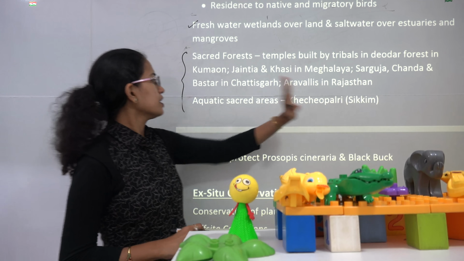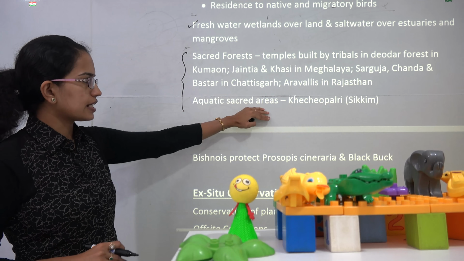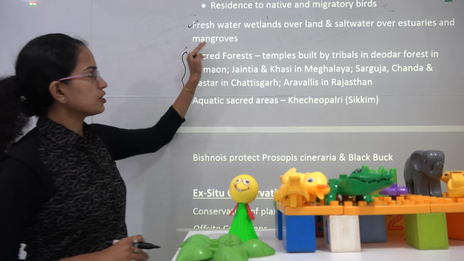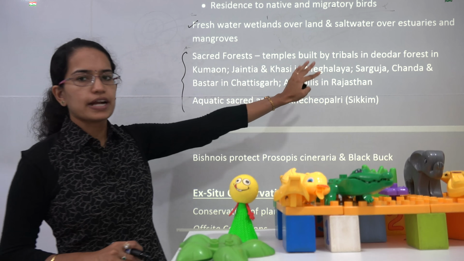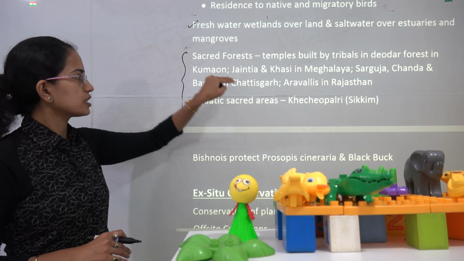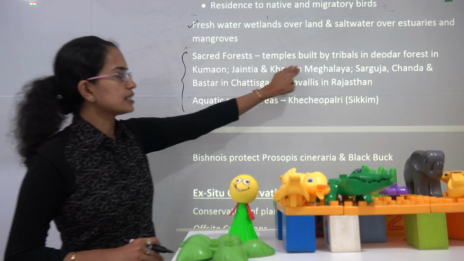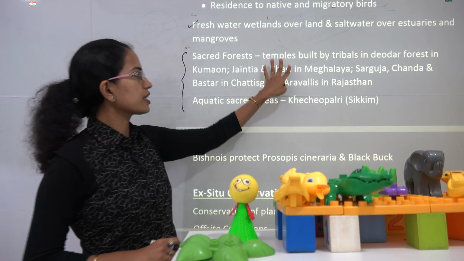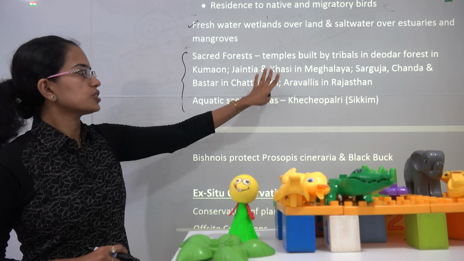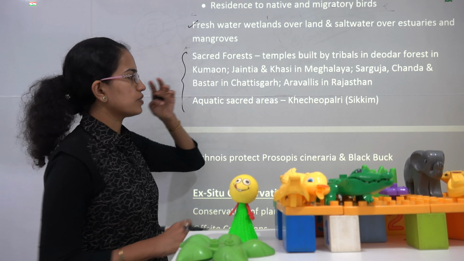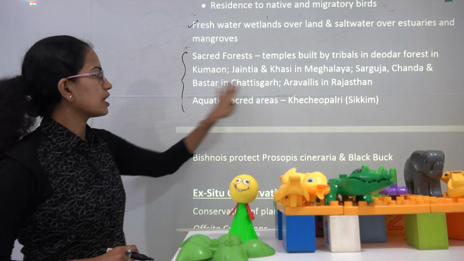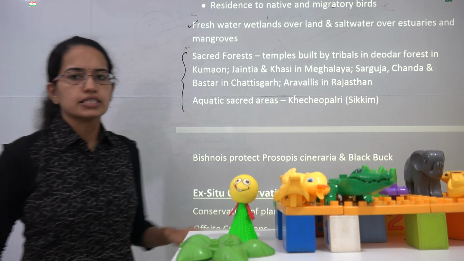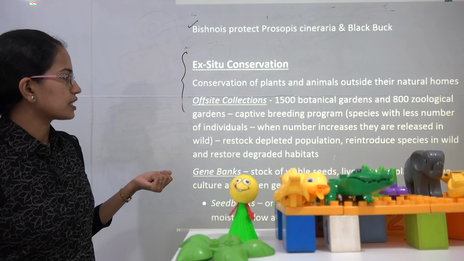Similarly in Sikkim, you have aquatic sacred areas, which are known as Khichropalli. Then you have temples that have been built by tribals in the Devdar forest in Kumaon, and by the Jaintia and Khasi in Meghalaya. These are the tribes, and they are preserving these hills itself. So Jaintia and Khasi are the hills as well. Then you have Sarguja, Chandan and Bastar areas in Chhattisgarh, and you have Aravlis in Rajasthan, where sacred forests are kept up.